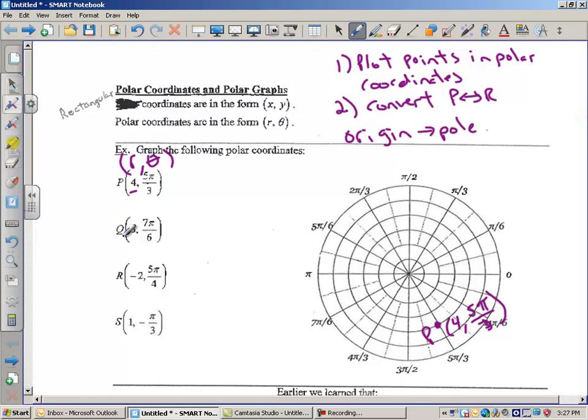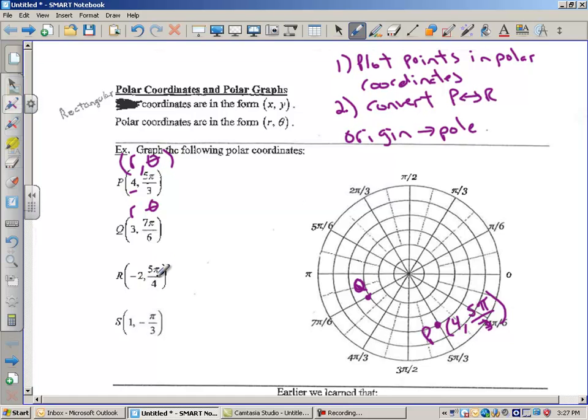The next one, point Q, 3 comma 7 pi over 6. 3 is your r, 7 pi over 6 is your theta. 7 pi over 6 is 210 degrees, and we can see if we rotate around, it's right here, and we go to the third circle from the pole. 1, 2, 3. There we are, and that's point Q. All right, now a negative radius.